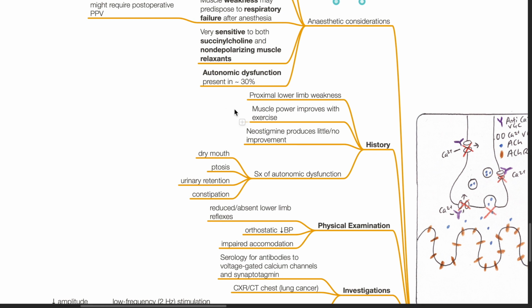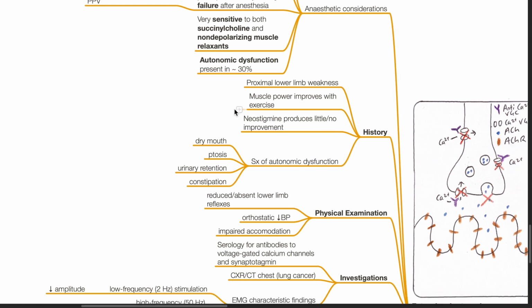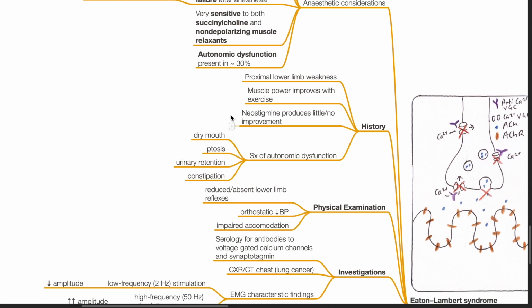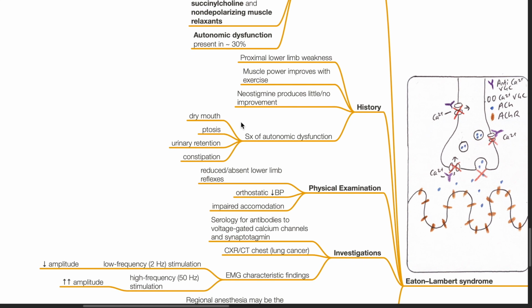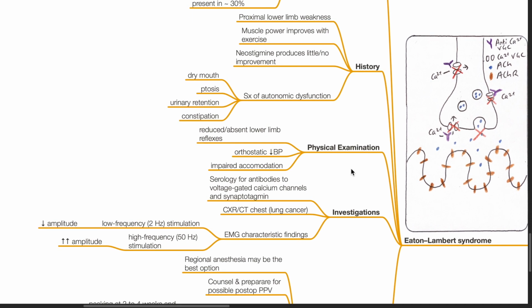Muscle power improves with exercise. Neostigmine produces little or no improvement. Symptoms of autonomic dysfunction include dry mouth, ptosis, urinary retention, and constipation. Physical examination. We should look out for reduced or absent lower limb reflexes, orthostatic hypotension, and impaired accommodation of the eyes.